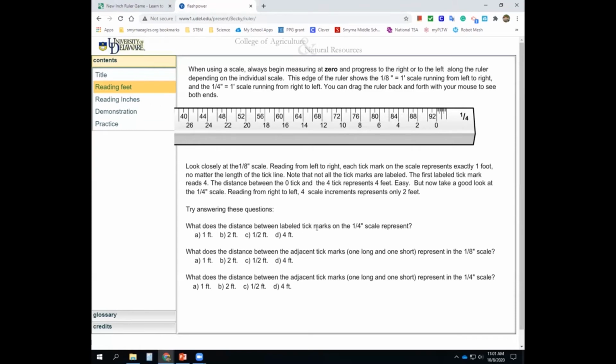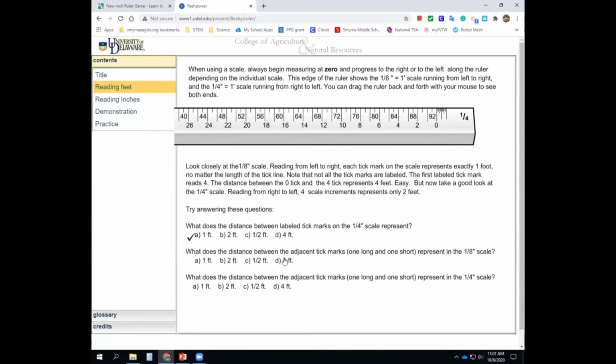questions. What does the distance between labeled tick marks on the quarter scale represent? So make sure we're on the quarter scale. And so each tick mark represents a half a foot. Oh, wait. What's the distance between labeled tick marks? Labeled, so you gotta be careful. Labeled tick marks, so that's 2 feet.